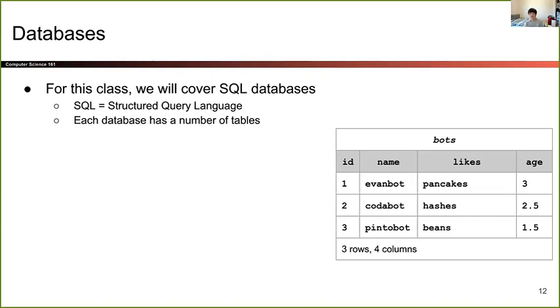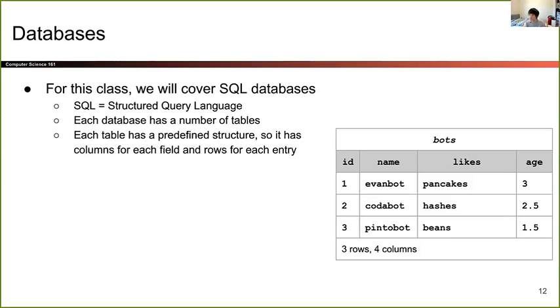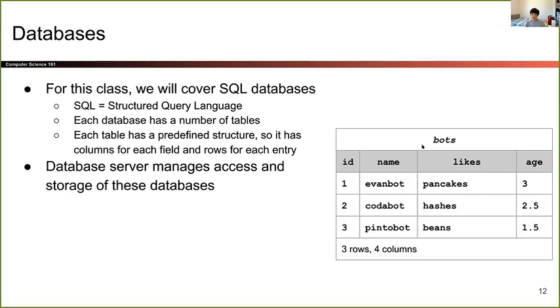Each database in a server can have a number of tables. So a server can have any number of databases, and a database has a number of tables. Each table has a structure. So if we're thinking of a table like a spreadsheet, it has columns for each entry. In this example table, we have a table of bots. Each bot has an ID, each bot has a name, each bot has something that they like, and each bot has an age.